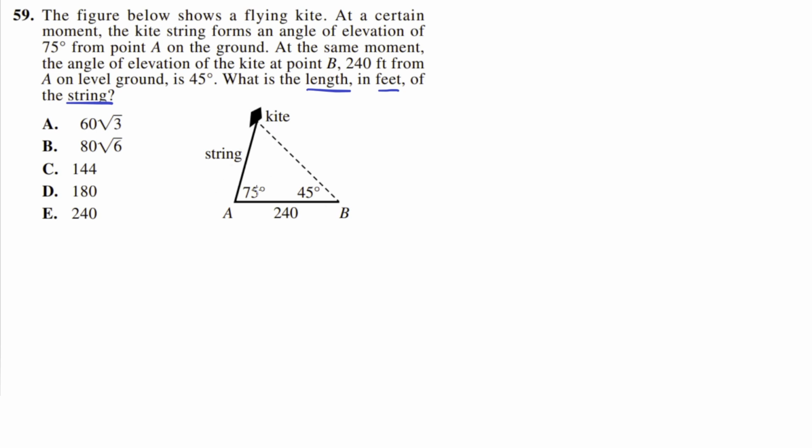So we have this diagram here. It shows this angle A is 75 degrees, angle B is 45 degrees. This distance between A to B is 240, and we need to find the length of the string, which is this line right here. So let's label the sides here and the angles.